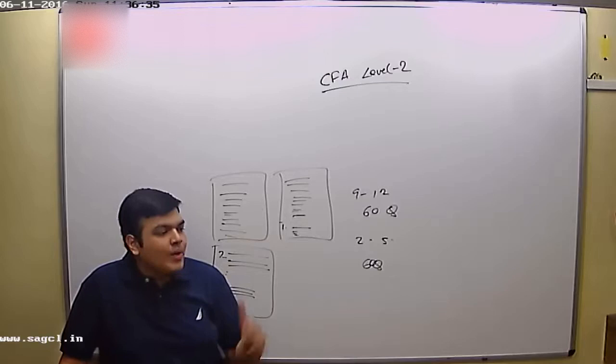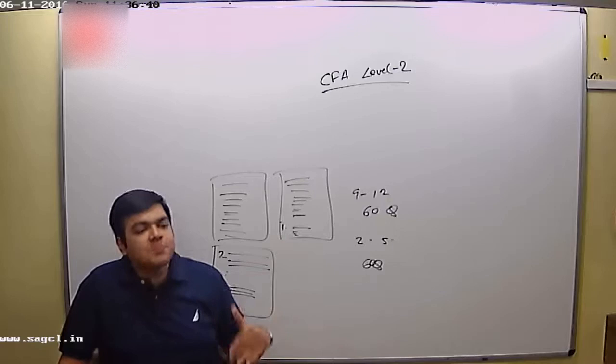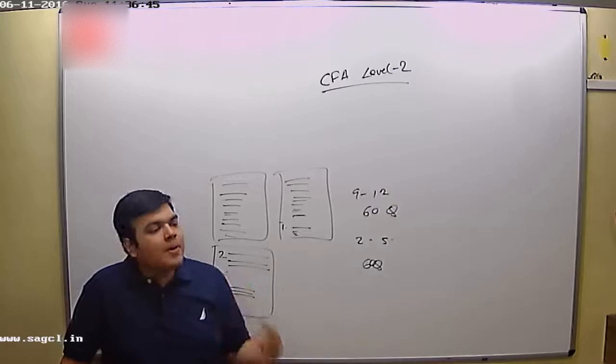So when you're talking about the two Schweizer books, it's advisable that the second practice book is completed. The first practice book, maybe one paper is completed. That's the minimum I'm talking about. Okay, minimum four papers of Schweizer needs to be done.